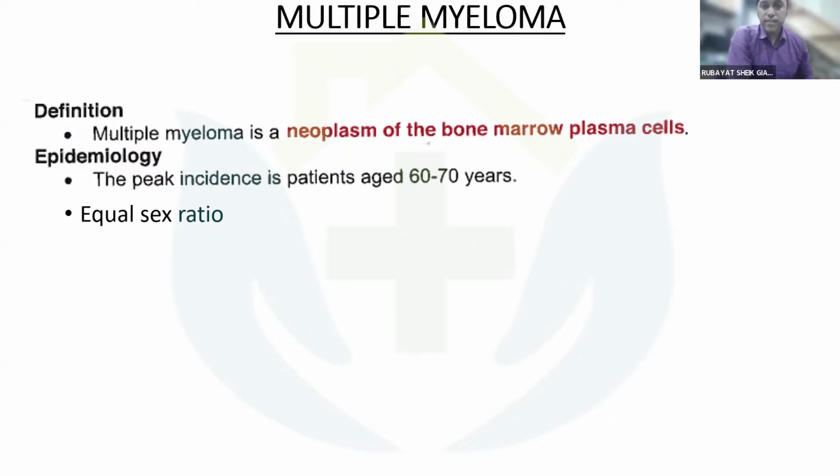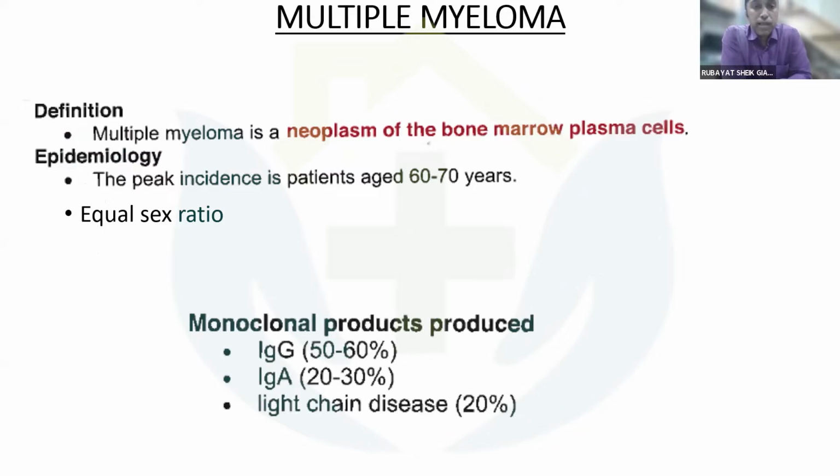You all know that it is a plasma cell neoplasm, right? It's a tumor of the plasma cells. Usually you will have patients above 60 years old. Male and female are equally affected, okay? So you'll have an elderly patient having certain symptoms, and just important to know that the abnormal antibodies that are formed in multiple myeloma are usually IgG mostly, and IgA and light chain disease, okay?